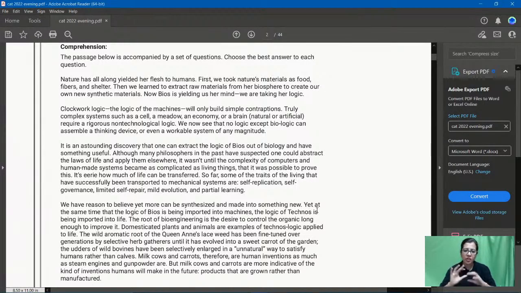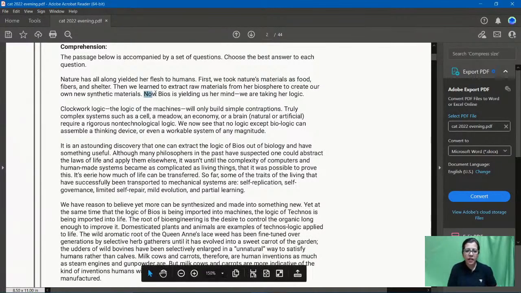Nature has all along yielded her flesh to humans. I'm going to show you exactly how I did it. First, we took nature's materials as food, fibers, and shelter. Then we learned to extract raw materials. Okay, so they are exploiting nature. So is the author sitting here with a sad tone? No, but then what happens?